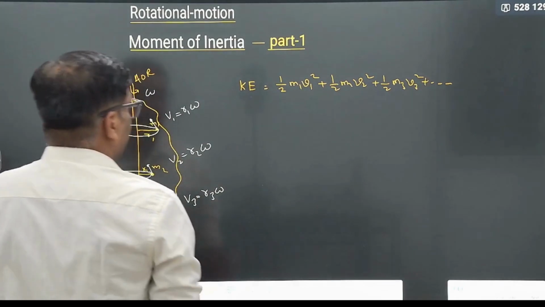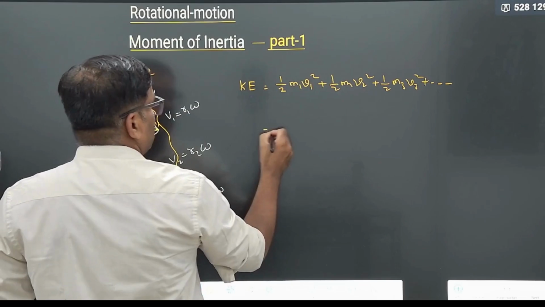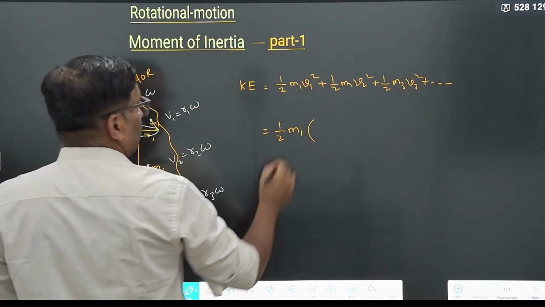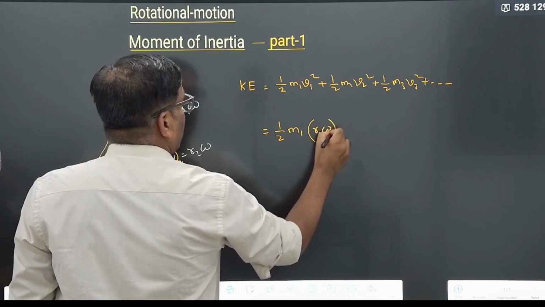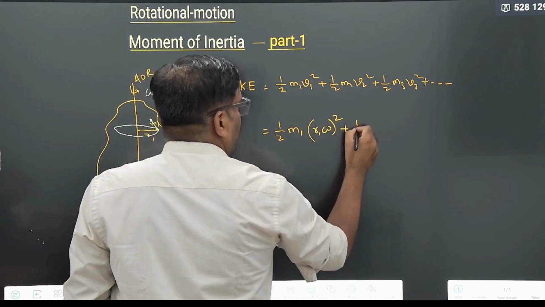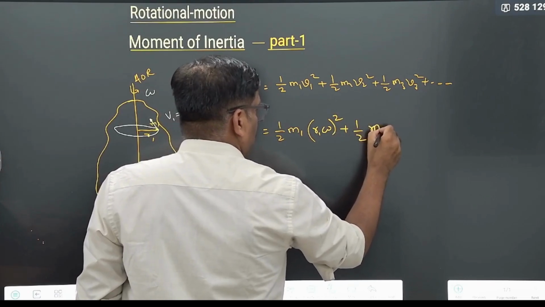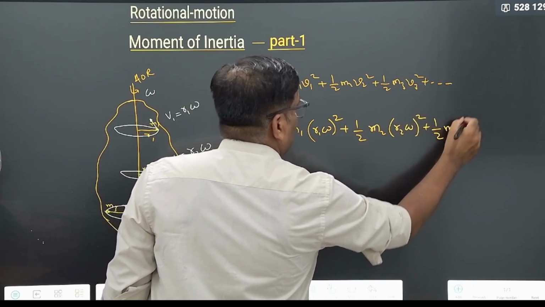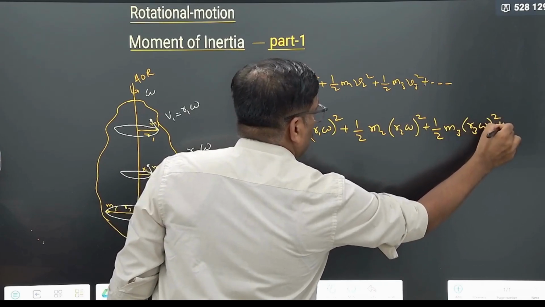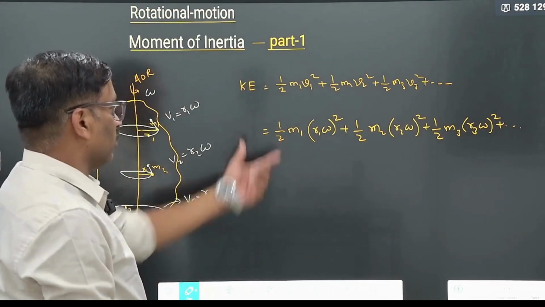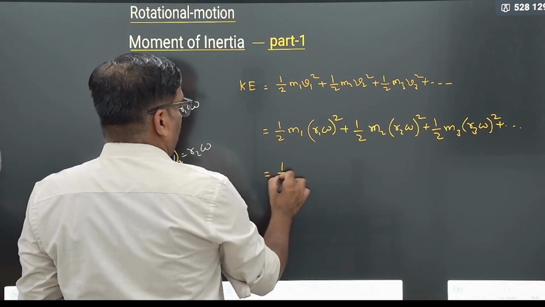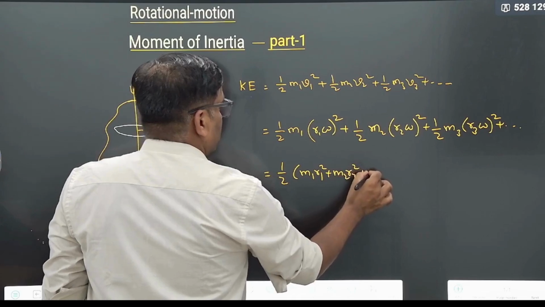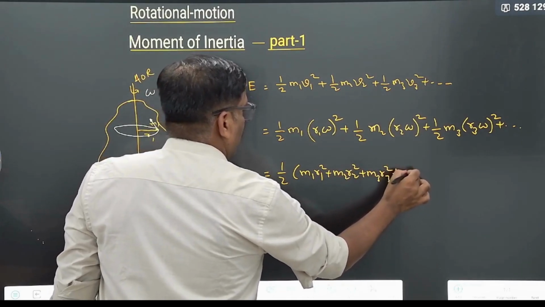Here we can write half m1, and v1 is r1 into omega, whole square, plus 1 by 2 m2 into r2 omega whole square, plus 1 by 2 m3 into r3 omega whole square, and so on. Clear? If you simplify this, what do you get? Half, m1 r1 square plus m2 r2 square plus m3 r3 square, and so on for all the particles, into omega square.